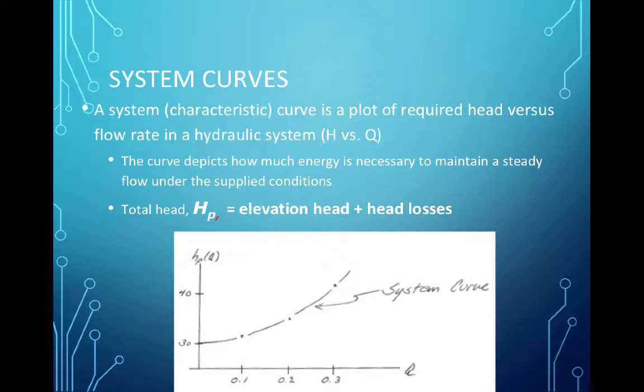So the system curve is a plot of the required head versus flow rate in a hydraulic system. We would do that by essentially writing the energy equation for a system and then changing the desired flow rate, keeping track of the head losses, and that would tell us the amount of head that a pump would have to add to perform as desired. So in this diagram here, let's suppose we have a hydraulic system, and we'll see what this came from in a second.